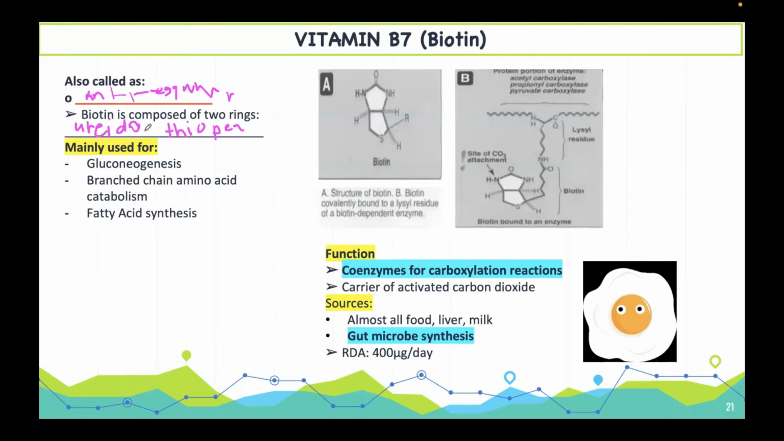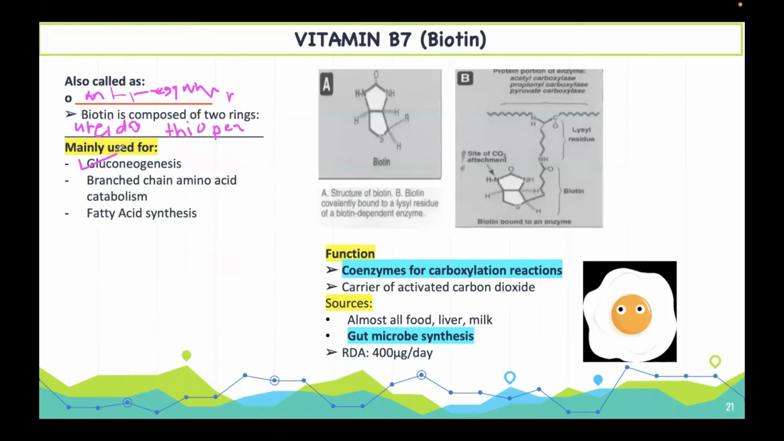And then what are the main functions of your vitamin B7? It is mainly used for gluconeogenesis, meaning the formation of our glucose coming from other sources, other substances other than the carbohydrates, okay? Next, branched chain amino acid catabolism, the breakdown of our branched chain amino acids.